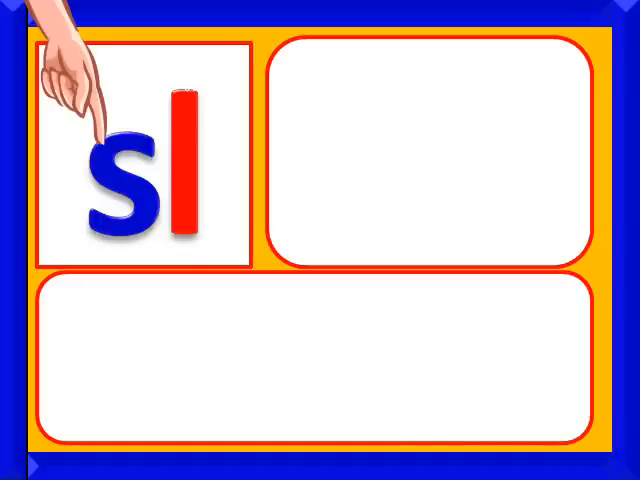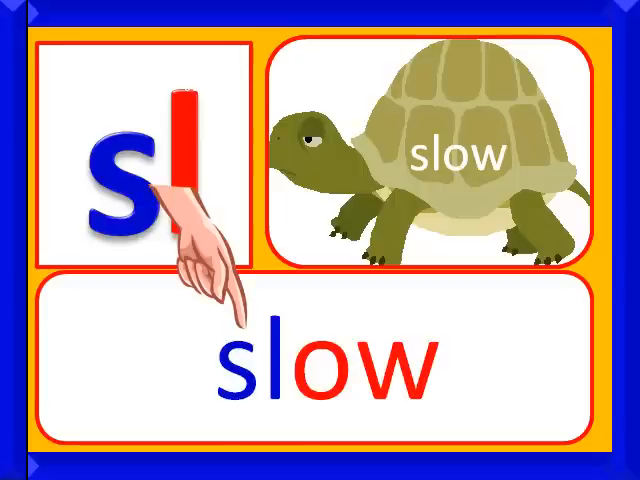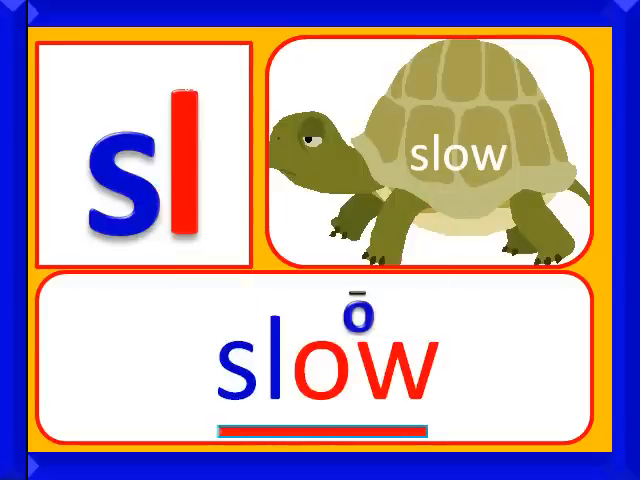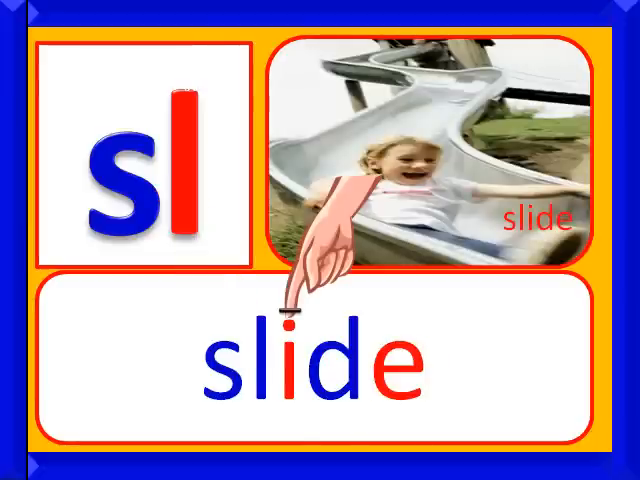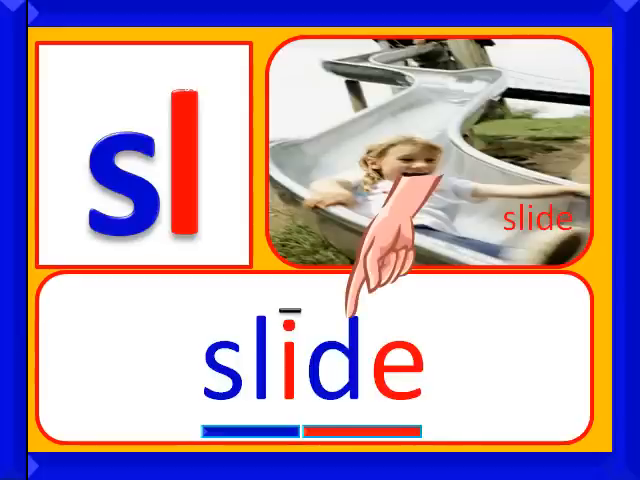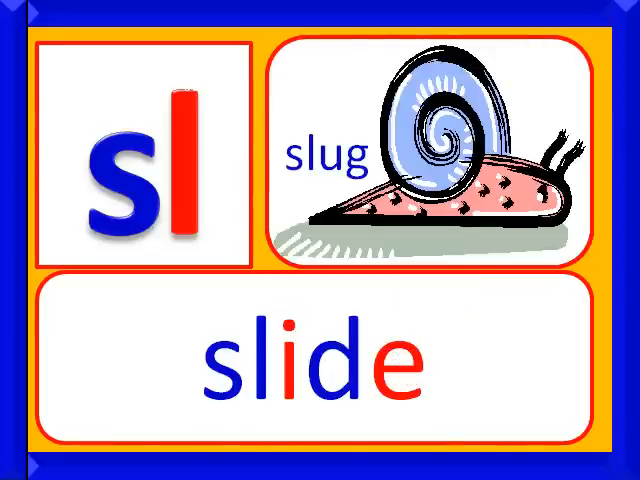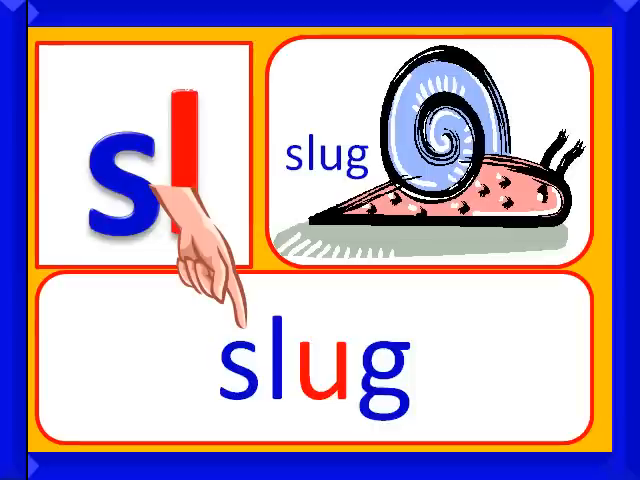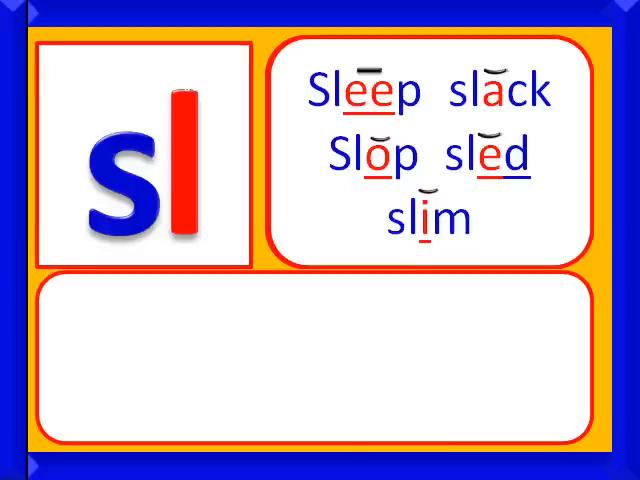Sl. Slow turtle. Sl. Slow. A slow turtle. Slide. Sl, I, slide. E is silent. E makes the I say I and not i. Slug. Sl, a. Slug. A snail is a slug. A slow slug.